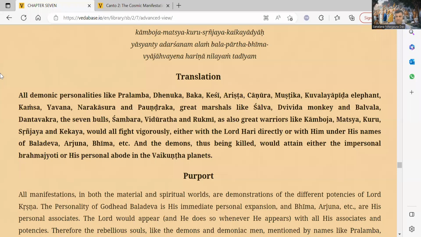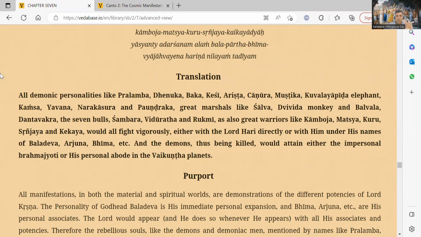We know some of these characters here. Maybe we don't know everyone. Let's read through. All these characters will reappear from the ninth and the 10th canto. All demoniac personalities like Pralamba, Dhenuka, Baka, Keshi, Arishtasura, Chanura, Mushtika, Kuvalyapida the elephant, Kamsa, Yavana, Narakasura, and Poundraka. Great marshals like Shalva, Dvivida the monkey, the gorilla, and Balvala. These are killed by Baldev, I think. Dantavakra, the seven bulls, Sambara, Viduratha, and Rukmi.